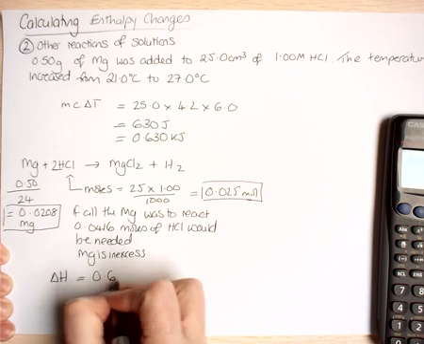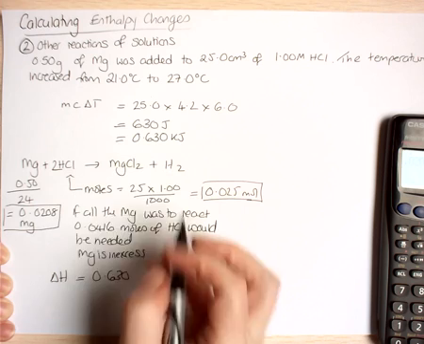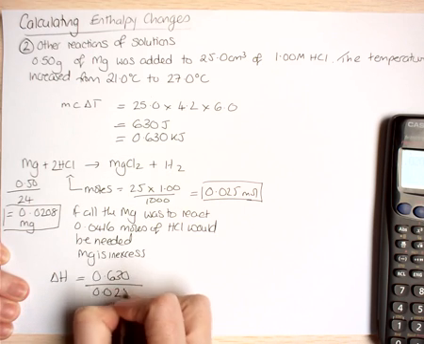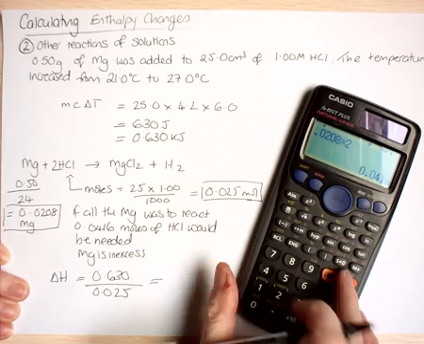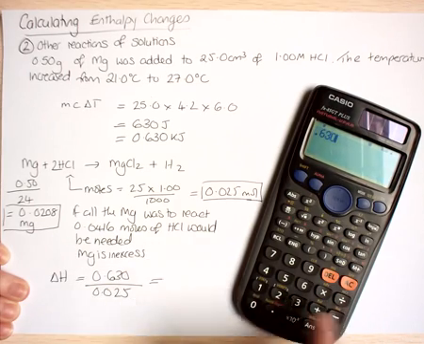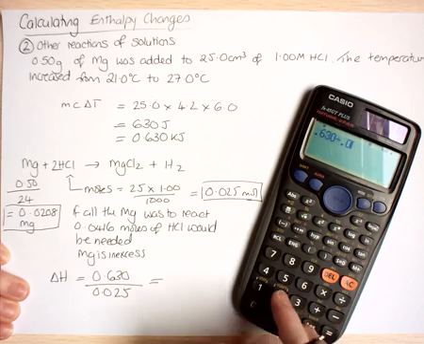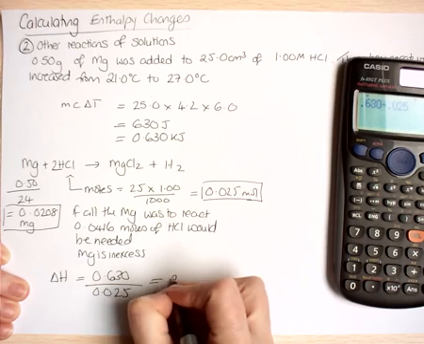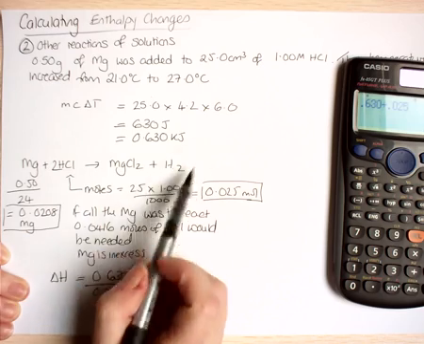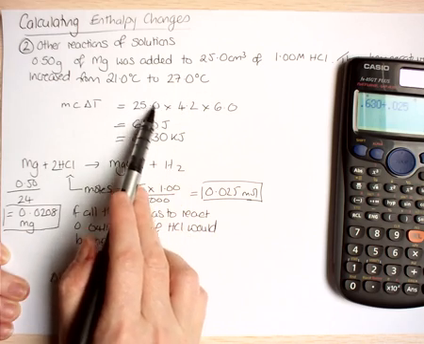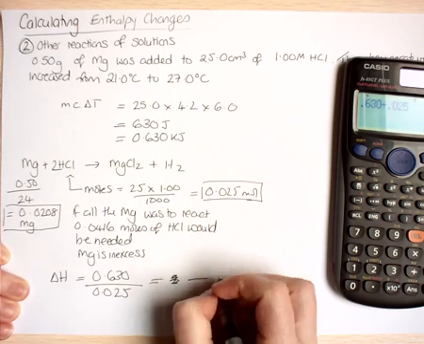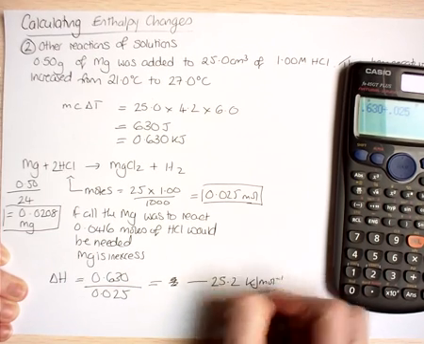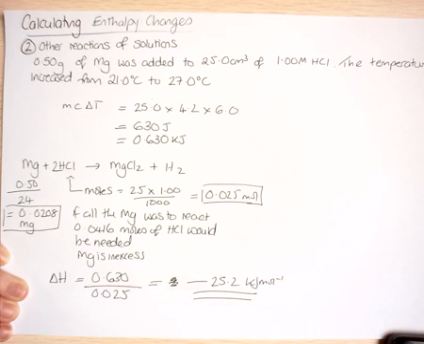So 0.630, that's my change in energy, divided by 0.025. Remembering this is an exothermic reaction, so minus 25.2 kilojoules per mole.